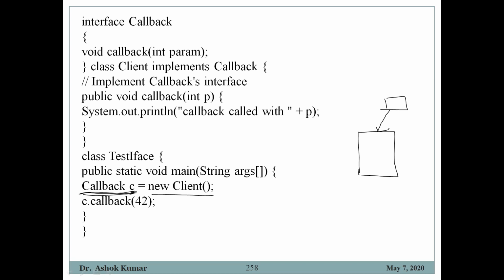So with the interface reference, we are calling the method callback. So this will call this class's method callback. This 42 will be passed as a parameter to p, and then the definition of the callback method will run, and you will get callback called with p, and here you will get the result 42. So the important point is you can create the object of the class and give it a reference that is of type interface.